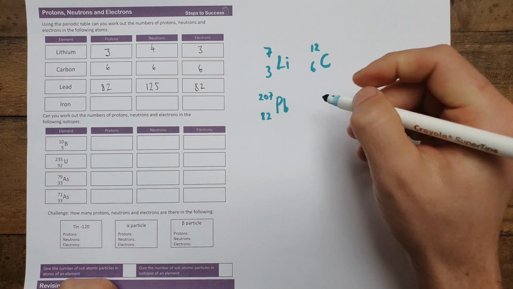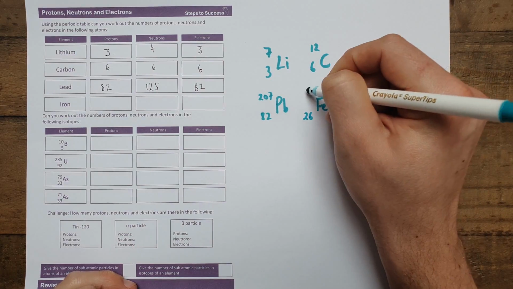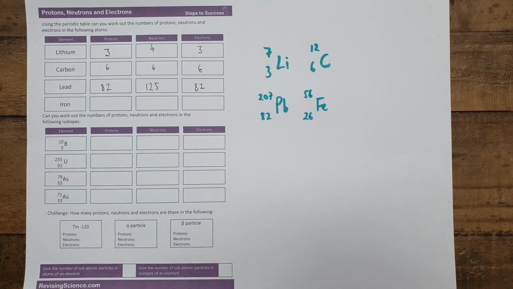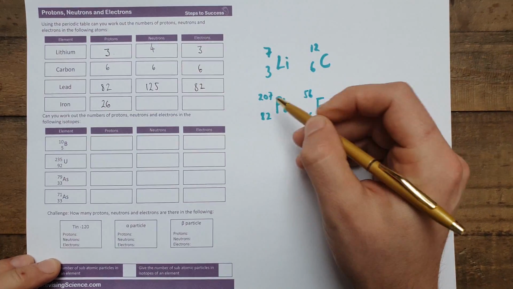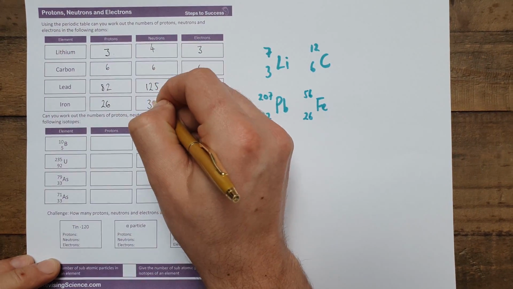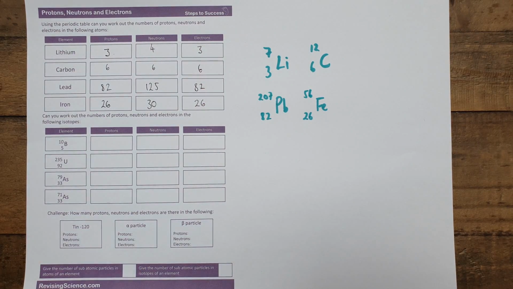And finally for iron, iron is Fe, which is 26, 56. So our proton number at the bottom here, 26. 56 minus 26 gives us 30 for the number of neutrons, and the electrons is 26.